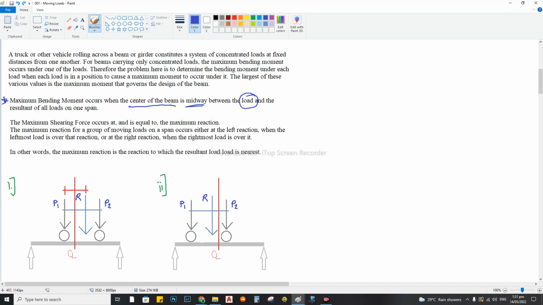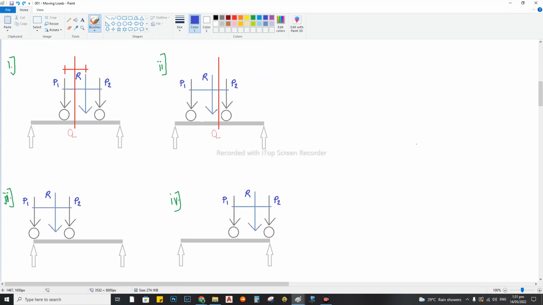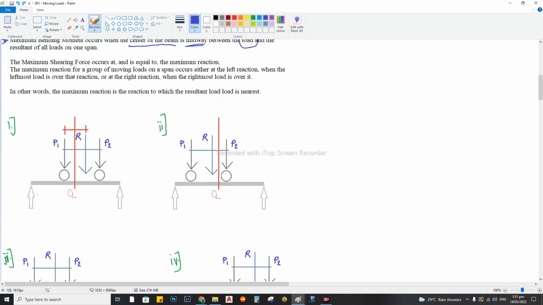So for instance, if you see this drawing here, this gray side is the beam, obviously.